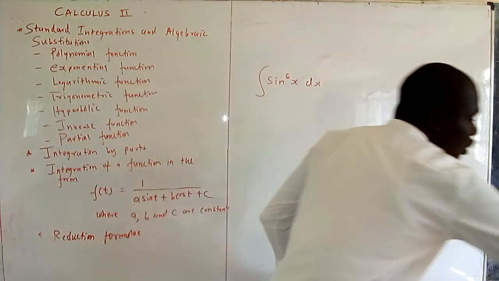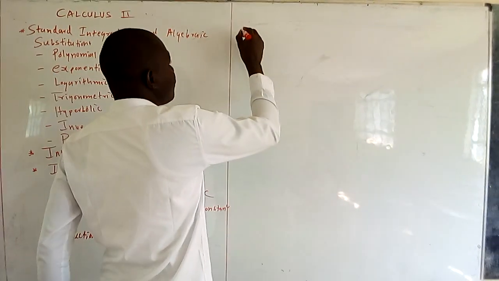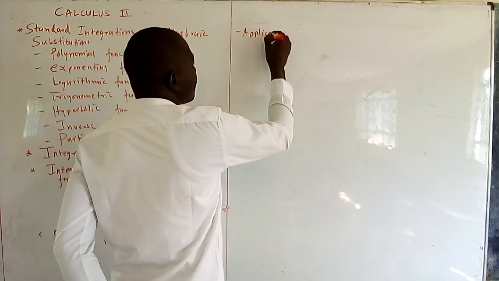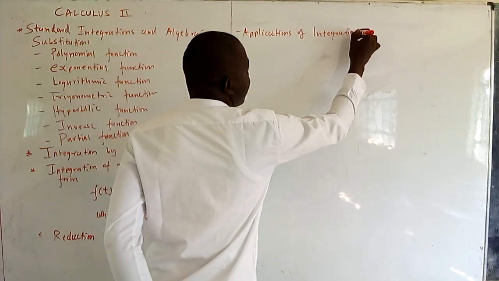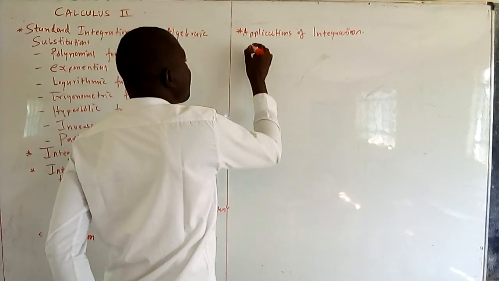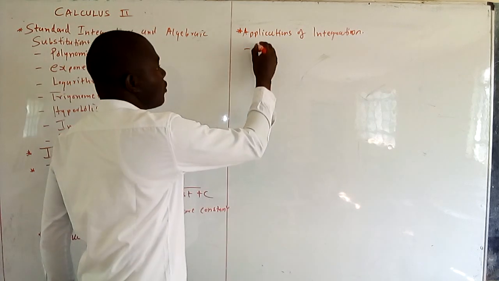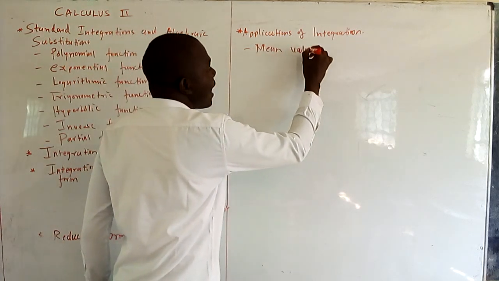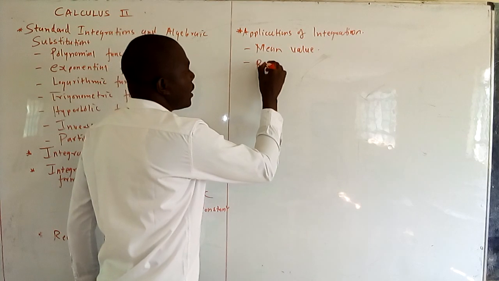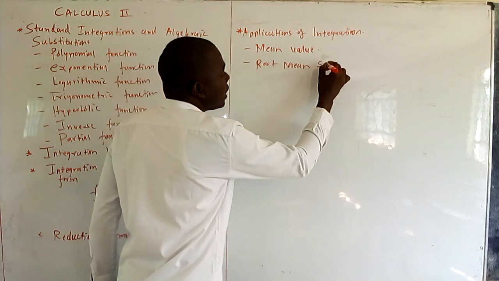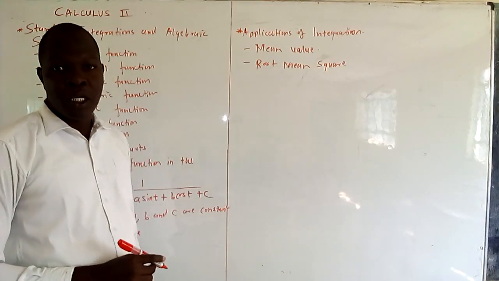Then the next thing, applications of integration. So here, the first thing we are going to talk about is the mean value. What is the mean value? Then after that, we shall talk about the root mean square, or sometimes the standard deviation.